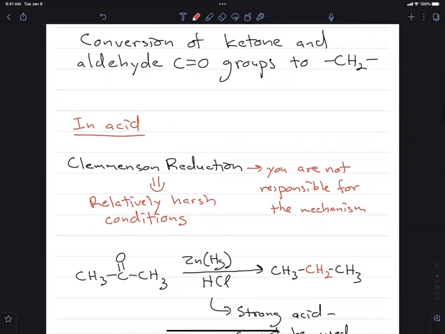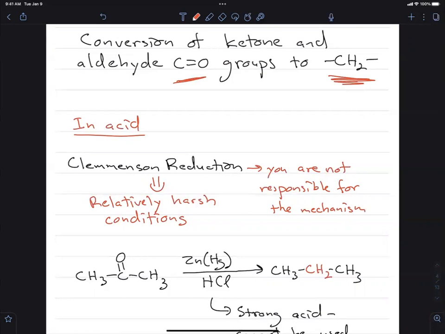In this video, we're going to talk about how you can convert the carbonyl group of a ketone and aldehyde all the way to a CH2. Now, you've never seen anything like this before. We're going to take a C double bond O and turn it all the way into two single bonds to hydrogen. There's two ways to do this.